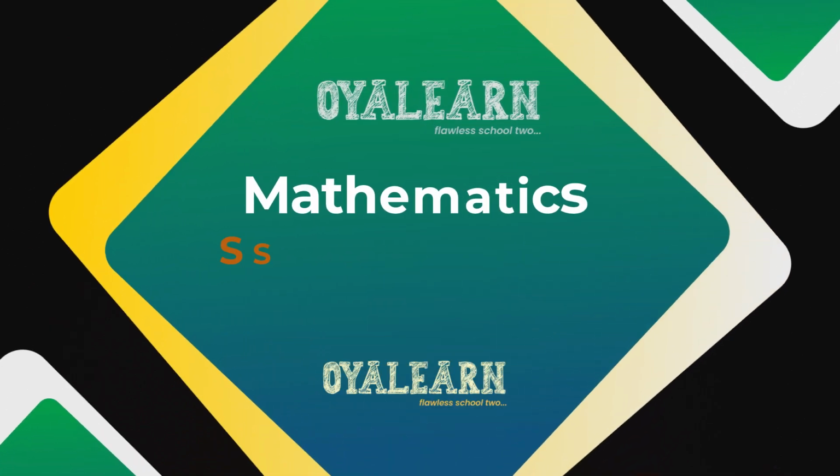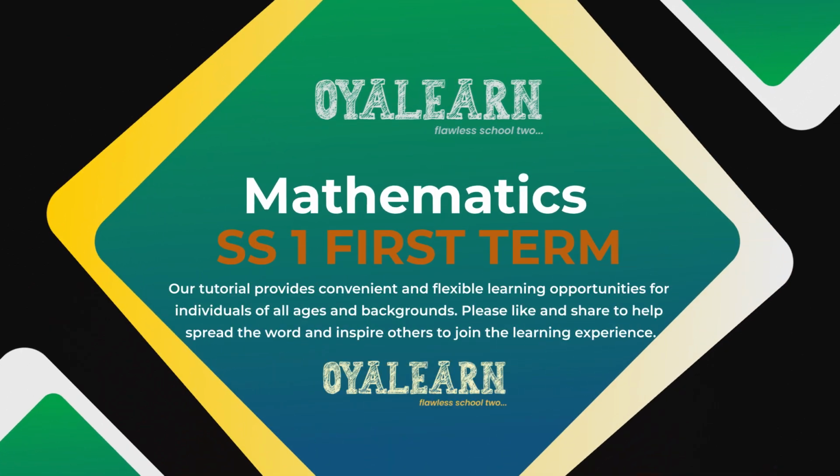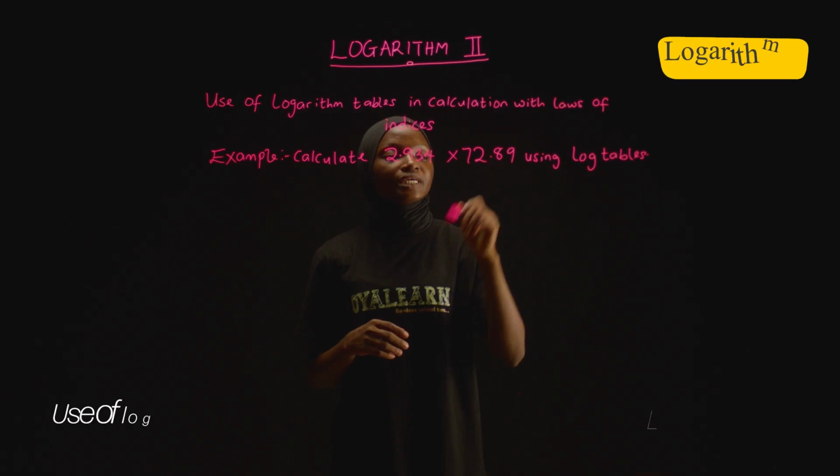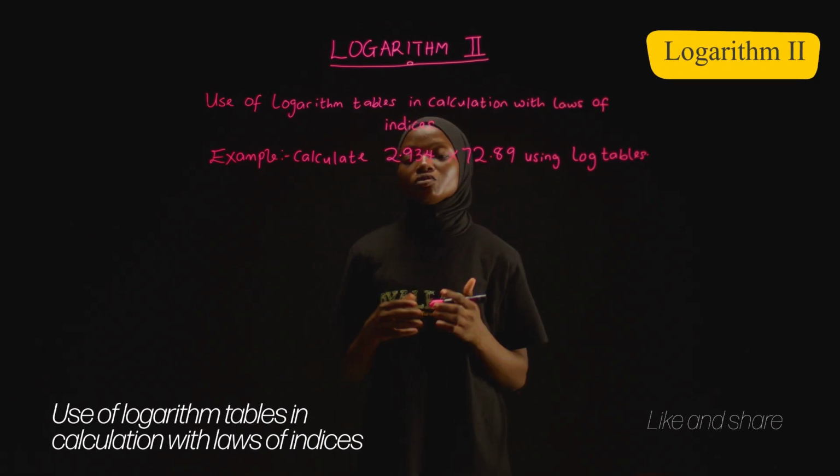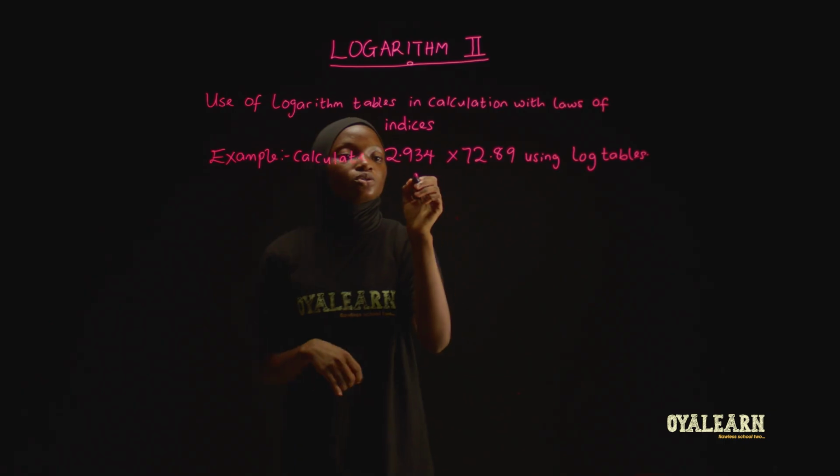Let's calculate this: 2.934 multiplied by 72.89 using laws of indices and logarithm table. Solution.